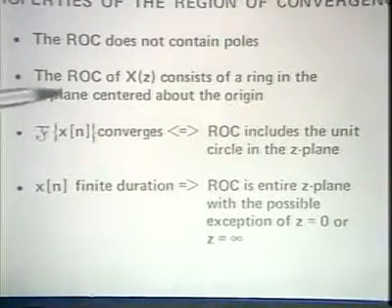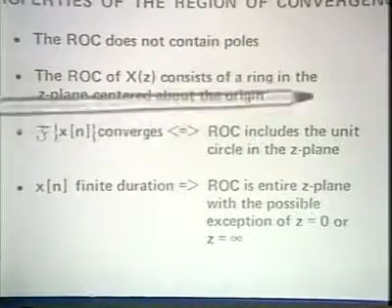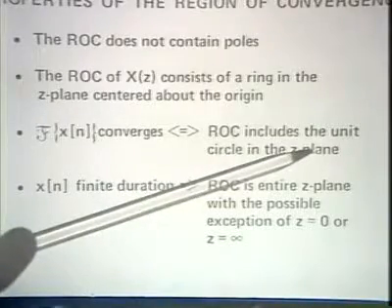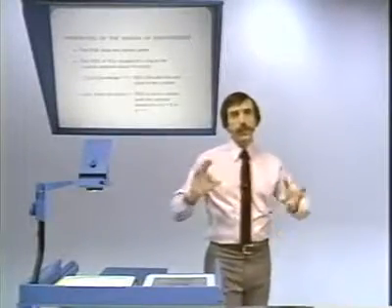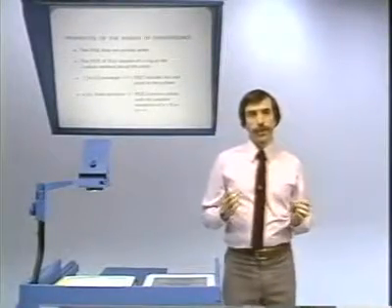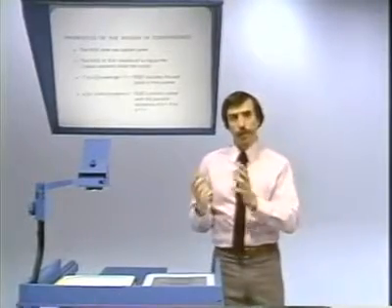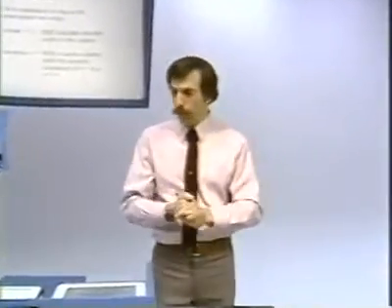Furthermore, as we've already talked about and exploited, convergence of the Fourier transform is equivalent to the statement that the region of convergence includes the unit circle in the z-plane. Now, we can also associate the region of convergence with issues about whether the sequence is of finite duration or right-sided or left-sided. And let me quickly indicate again what the style of the argument is.